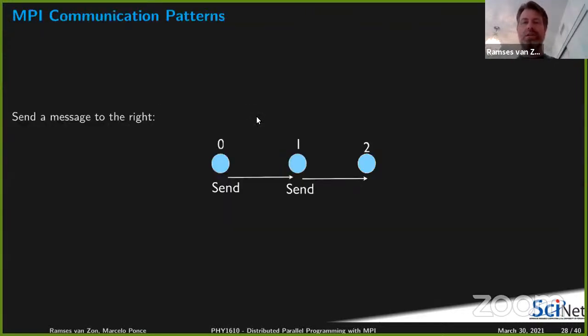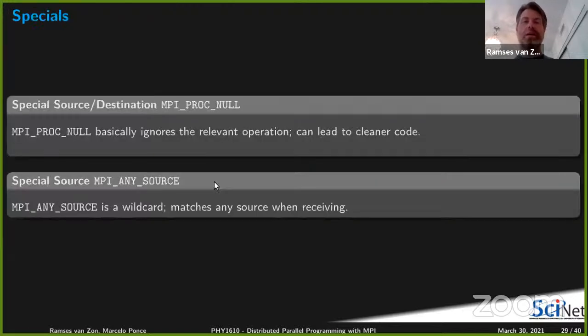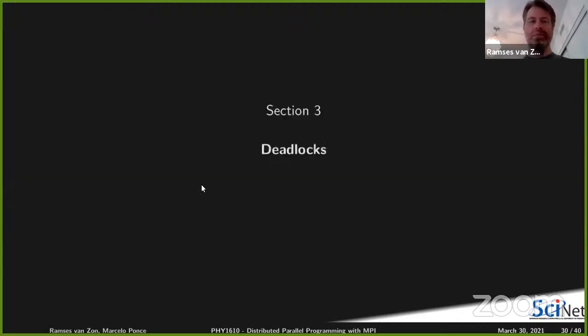Each of these processes will run the same code. Process 1 will receive something from the left and send something to the right. Fine. But process 0 will also receive something from the left, but it will receive it from MPI proc null. Likewise, we can use, but we're not going to use it here, MPI any source, which means we don't care where we get our message from. Whatever message is incoming, regardless of where it's coming from, get it. There are cases where that is a useful special thing.